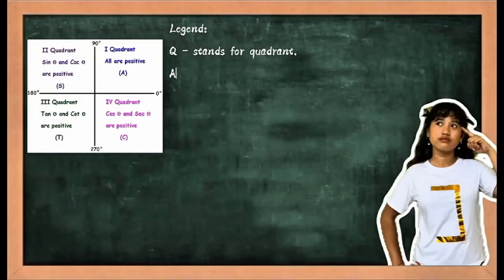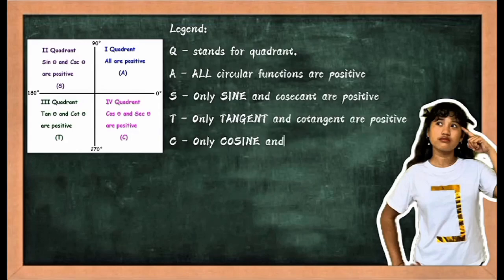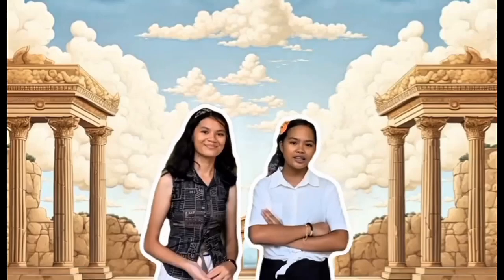We also need to remember the rules of the sign of the circular functions, or simply the ASTC. Legend: Q stands for quadrant. A means all circular functions are positive. S means only sine and cosecant are positive. T means only tangent and cotangent are positive. And C means only cosine and secant are positive. Let this be your guide when you are asked to determine the sign of the function in a quadrant. It is easy to memorize using ASTC. Nice! I get it now.